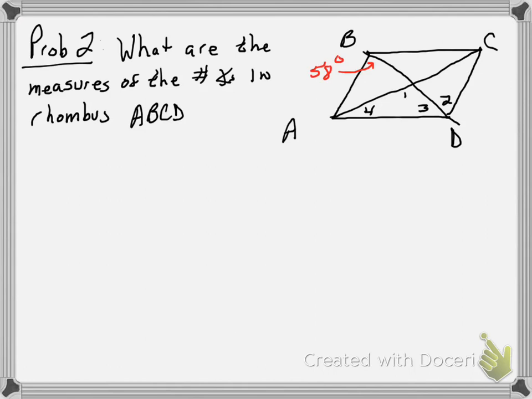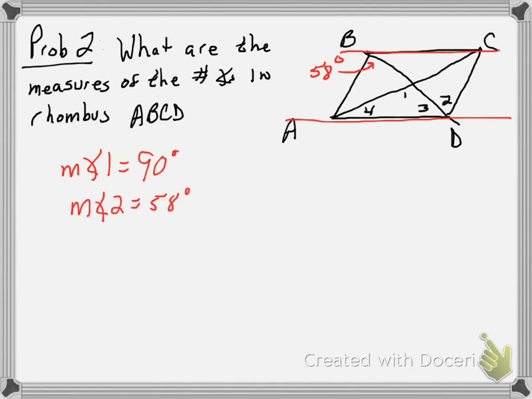Problem 2 talks about what are the measures of the numbered angles in the rhombus ABCD. So we're trying to find 1, 2, 3, and 4 in this rhombus. Now, what they give me is 58 degrees up here. Well, I know that the diagonals are perpendicular, therefore the measurement of angle 1 is going to be 90 degrees. Since this is 58, we know that this is parallel to here, okay? So we also know that 58 and angle 2 are going to be congruent because of alternate interior angles theorem. So measurement of angle 2 is going to be 58 degrees.